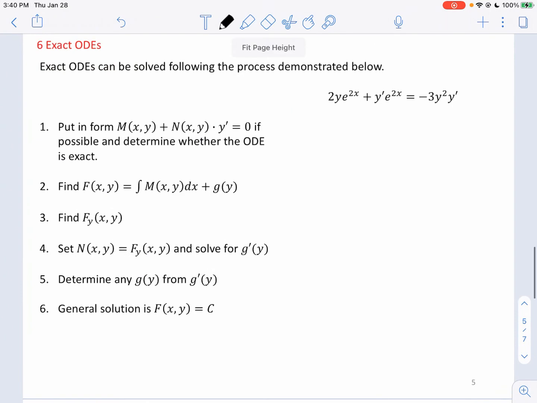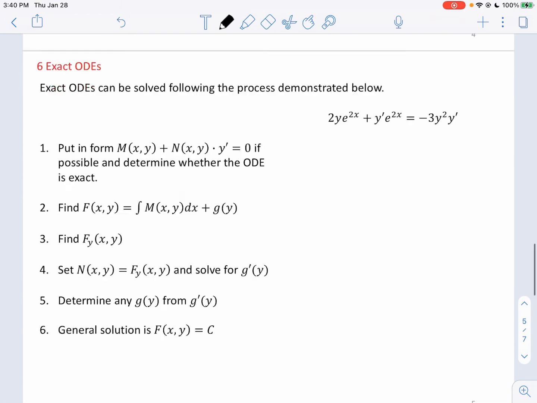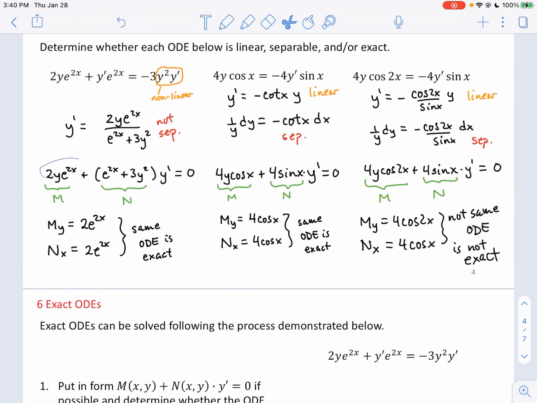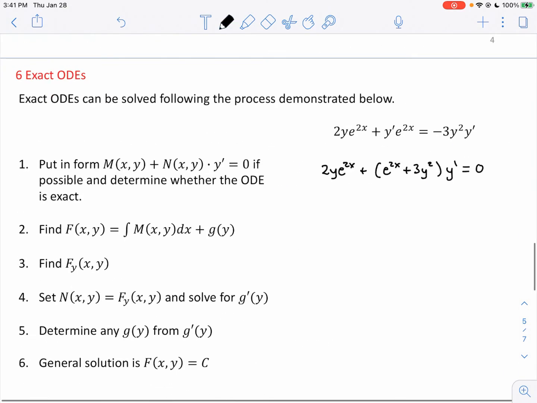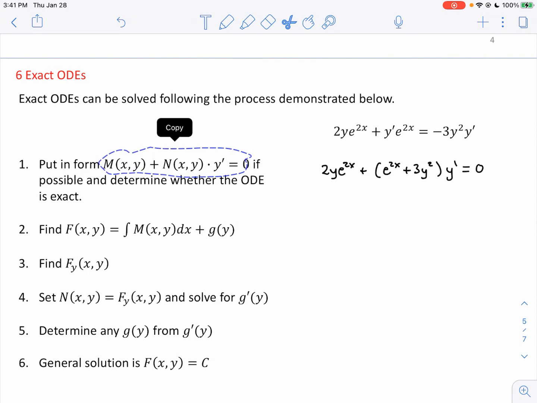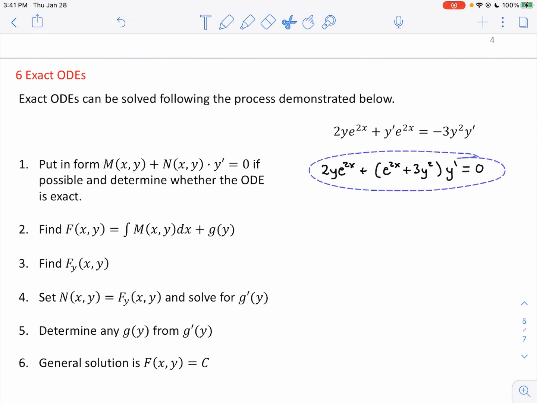Now let's talk about how to solve an exact equation once we find it. So this is the same differential equation that we just did in the first column here. So I'm going to do some copy pasting. Let's grab this. Okay, so first thing to do is put it in the correct form, the form being some function of x and y plus some other function of x and y times y prime is equal to 0. It's exactly what we have right here. Determine whether the ODE is exact, and we've already done that. Let's say see above, or see the previous slide.